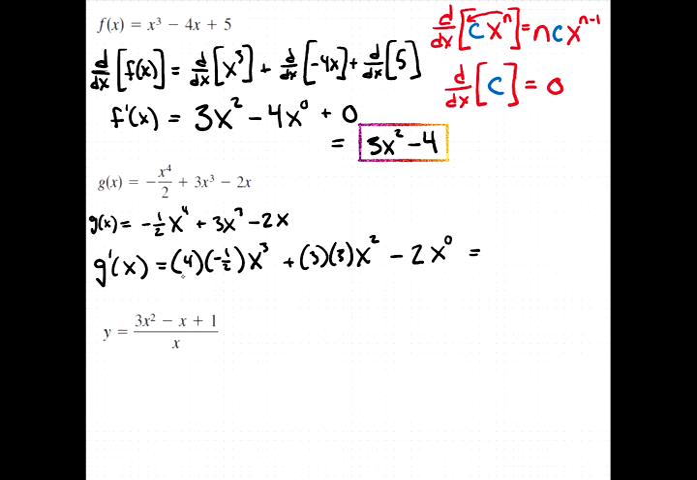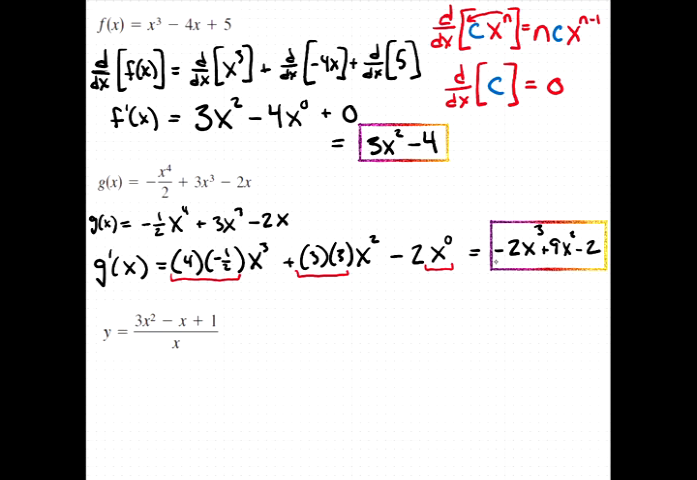So let's simplify this. The 4 times negative 1/2, that's a negative 2 x to the third power, 3 times 3 is 9. So that's plus 9x to the second power. And x to the 0 power is equal to 1. So we have a minus 2. All right, and that is our derivative of the g function.